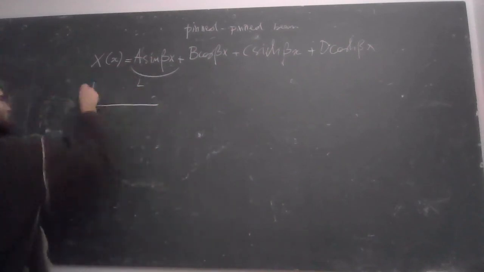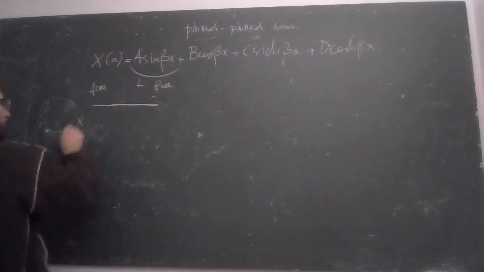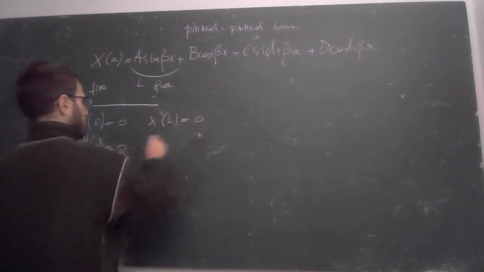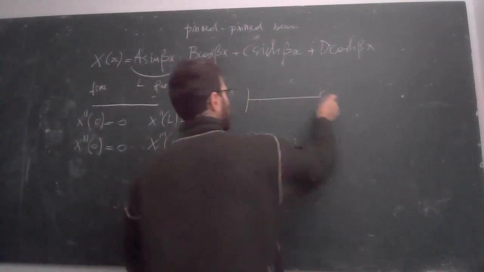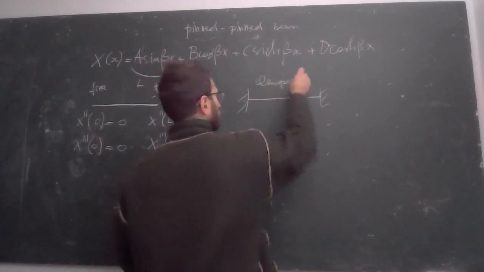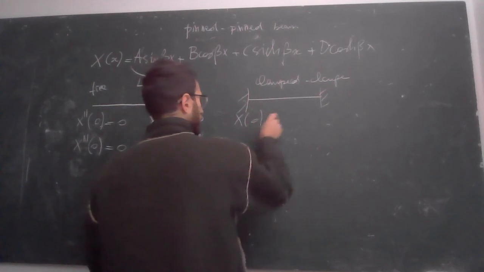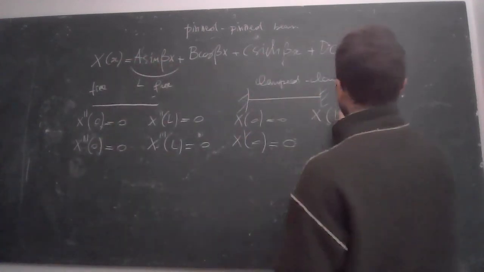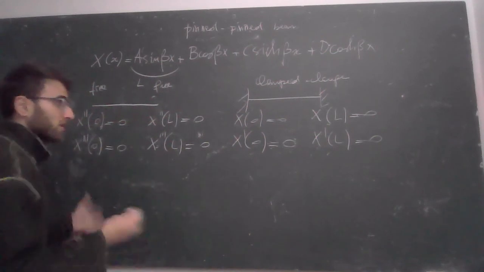So let's consider a free beam. We have the bending moment and shear that are 0. So the double derivative in 0 is equal to 0. The third derivative is 0. Well, instead we have the clamped beam. You know the conditions: X of 0 is 0, and then the rotation angle is 0, X prime in 0 is equal to 0. X of L is equal to 0. X prime in L is equal to 0. And so on. Clamped-free, etc.